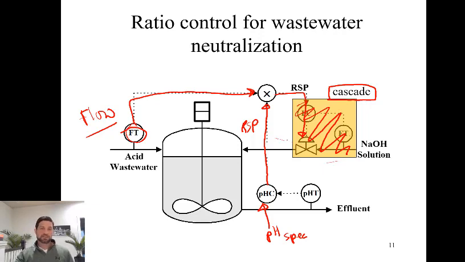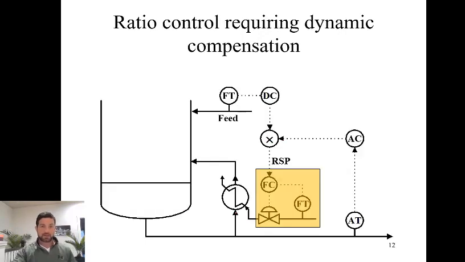Some things you might notice in the system is that if both of those flows increase, the level in the system will increase. So probably in this system there's going to be a level control that's based on the flow of the effluent coming out of the system in order to keep the level at a fairly constant level. Okay, so that's how ratio control works.